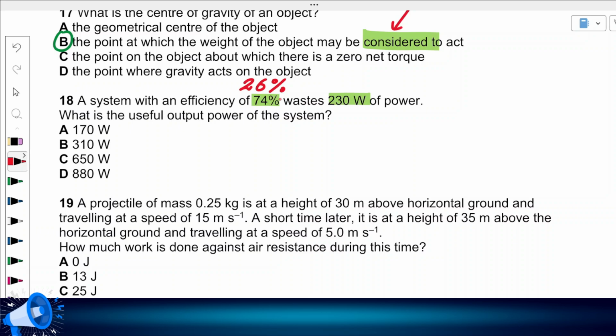That's the trick here. If you read the question just very casually, it would appear that the wasted power is 74% and the wasted power in watts is 230, but that's not the case here. So it wastes only 26% because it is 74% efficient. So if it wastes 26%, then the wasted power is 230. Let's say if it wastes all 100% of the power, it would be x. Now we can find the total input power.